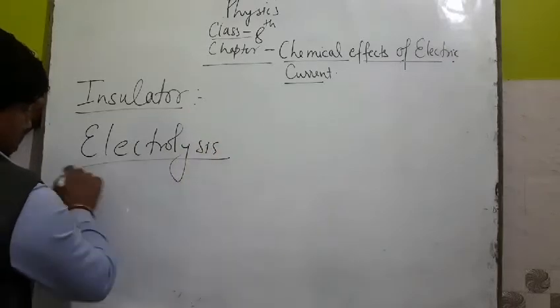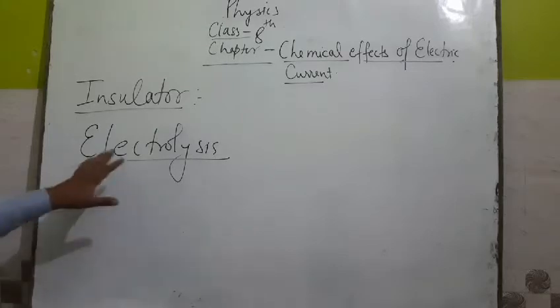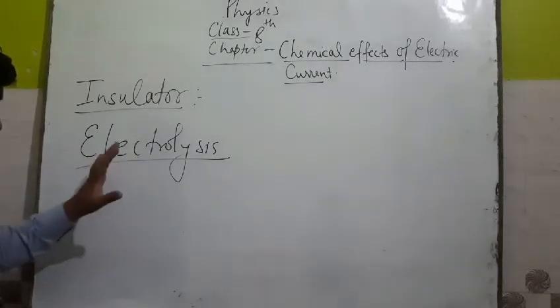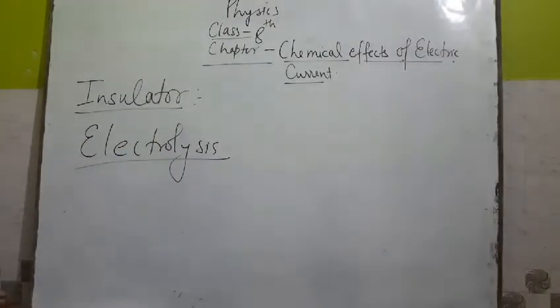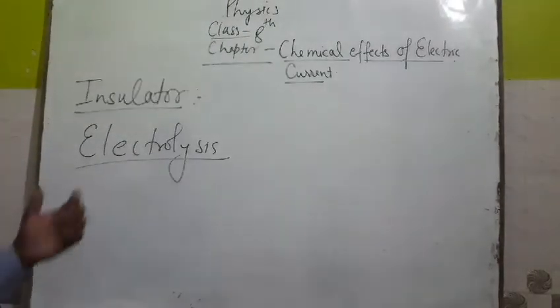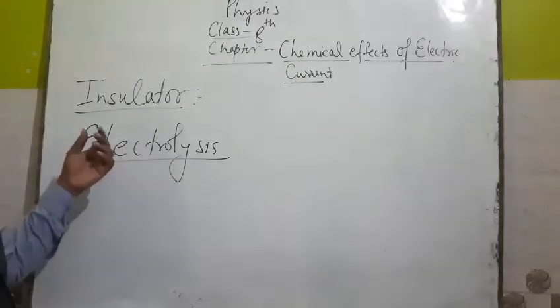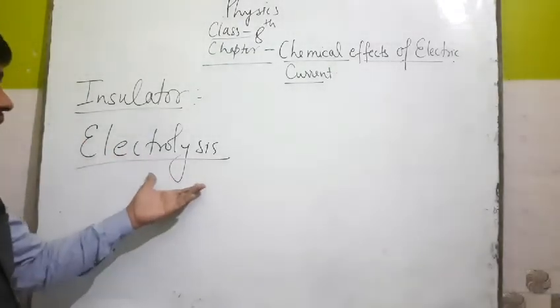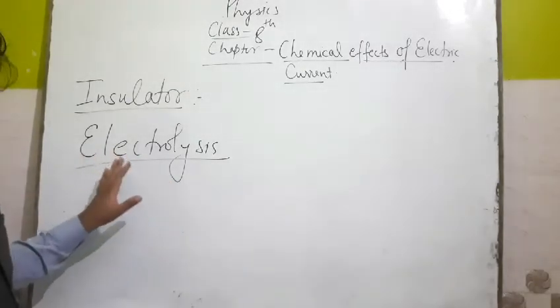Electrolysis. What is electrolysis? The process of splitting an electrolyte with the help of electricity is called electrolysis. Means ऐसा प्रोसेस जो इलेक्ट्रोलाइट को उनके आयंस के फॉर्म में स्प्लिट करता है, ब्रेक कर देता है, that process is known as electrolysis. किसके हेल्प से? इलेक्ट्रिक करंट के हेल्प से. That process is known as electrolysis.